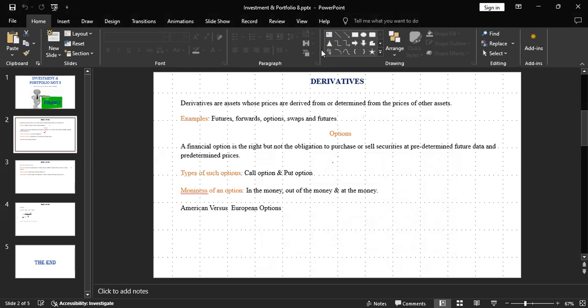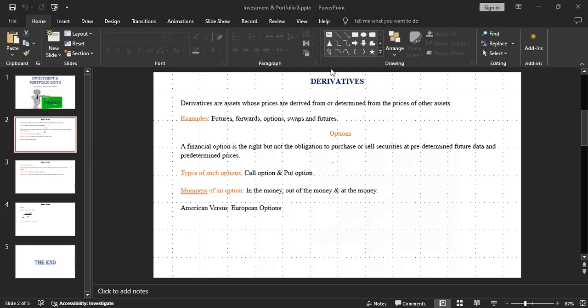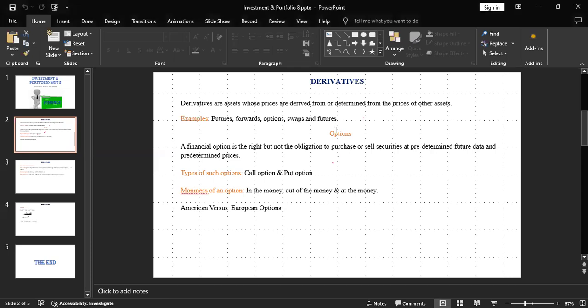When we talk of derivatives, we are talking of assets that derive their price from their underlying assets. Their price is determined by an underlying asset. Examples we have here are futures, forwards, options, and swaps.